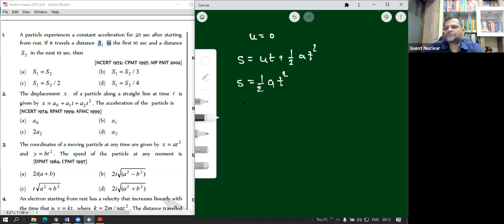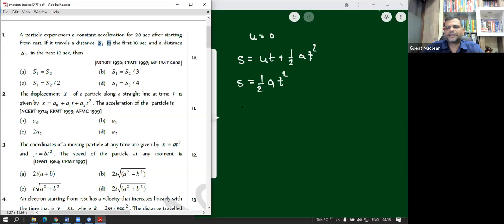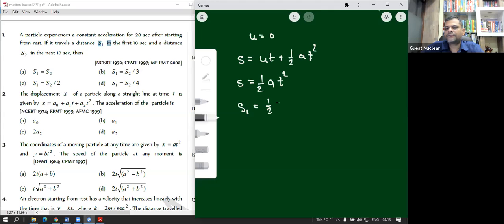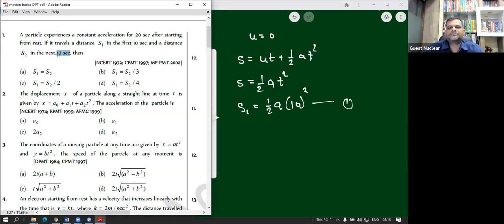Correct? So since the distance traveled in the first 10 seconds is s1, we get the condition s1 is equal to half a into 10 square. This is going to be equation number 1. Just record it as it is. And then we have the distance s2 traveled in the next 10 seconds.